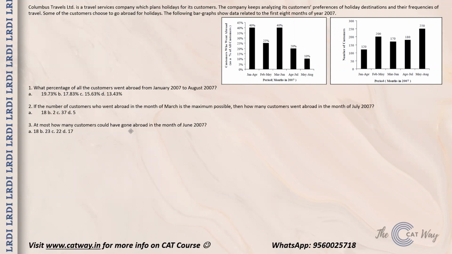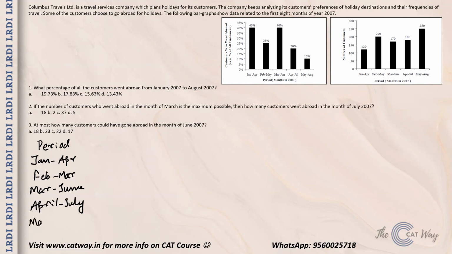For February to May, 25% of the customers went abroad. Okay, so this is what is happening over here. So let us make a table. We need the period for which we are talking about. So the first is between Jan to April. The second is between Feb to May. Third is between March to June. Then you have April to July. And fourth is between May to August. Okay, so this is what you have.